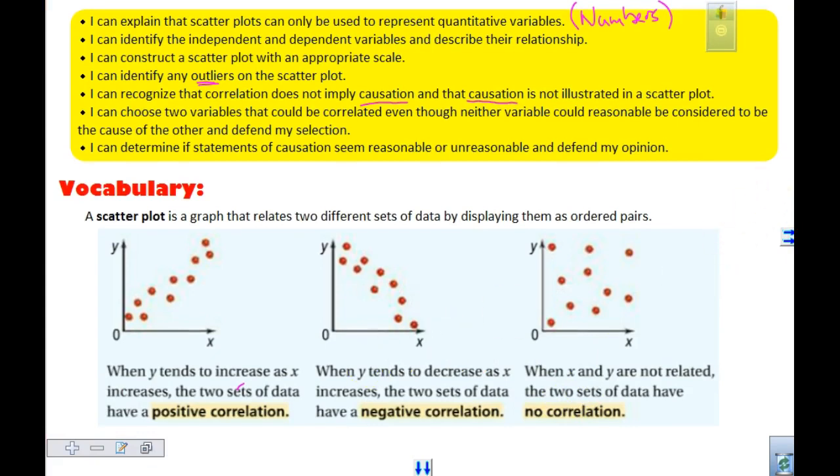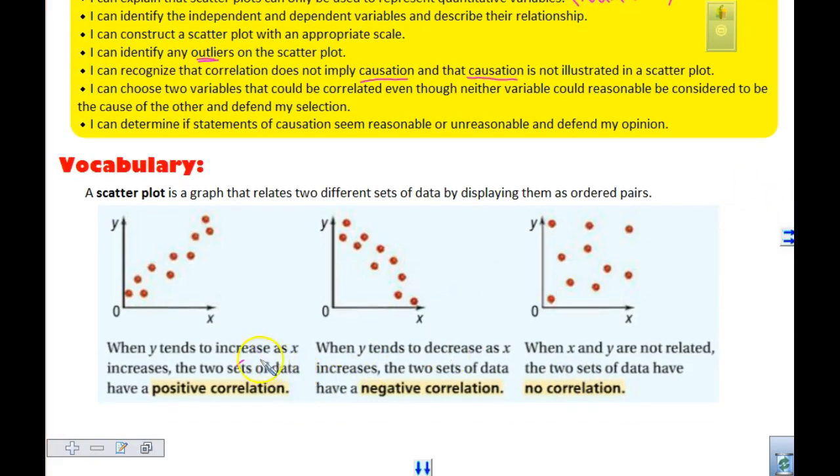Here are our scatter plots. Positive correlation is when x increases, our y increases too. So as x is increasing, your y values are also increasing. If you think about slopes, this is a positive slope, going up. In this one, we have a negative correlation, like a negative slope. As the x values increase, our y values are decreasing.